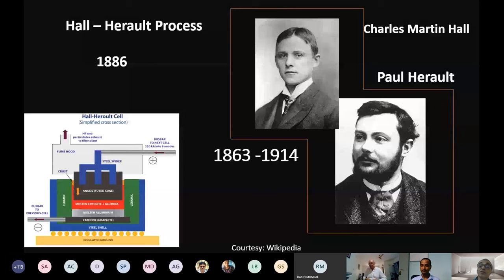What they did, they took alumina, Al2O3, but alumina is non-conducting, it cannot conduct easily. And it is a very high melting point material. How do you make an electrolyte out of it? So they dissolved it in cryolite, made graphite the anode, the cathode also graphite, passed current, and heated the whole thing by Joule heating.